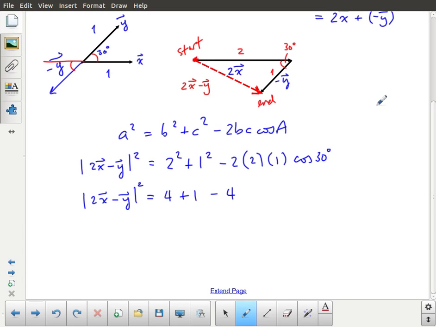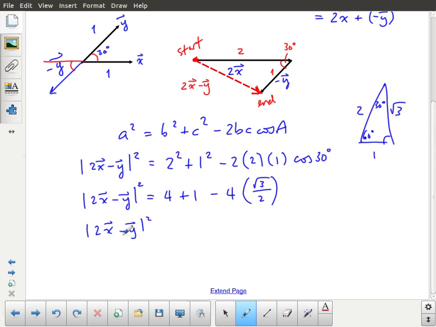and now I need the cosine of 30. I always like to remind you, just in case, of your special triangles. Normally we've been doing this in radians, but hopefully we can remember how to do this in degrees as well. And so we want the cosine of 30 degrees, which is root 3 over 2. So this is going to be 4 times root 3 over 2. And then from there, we're going to simplify the magnitude of 2x minus y.